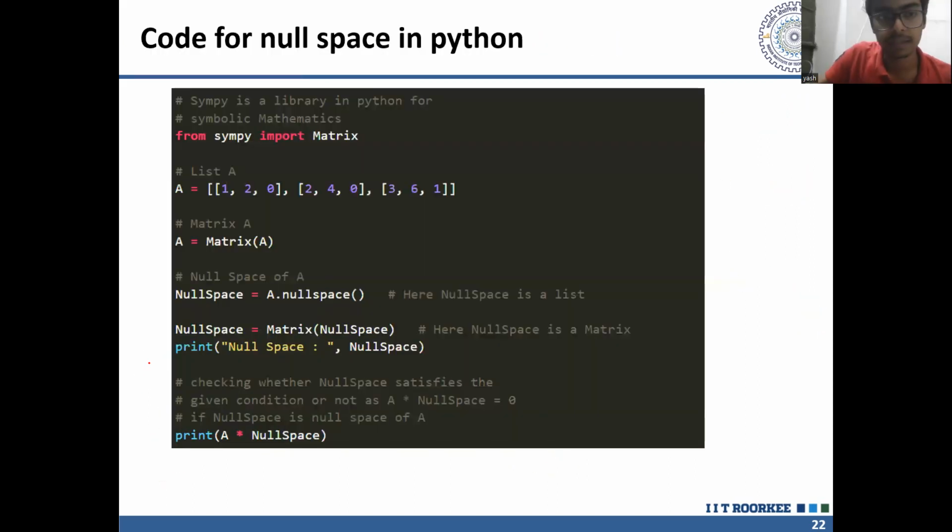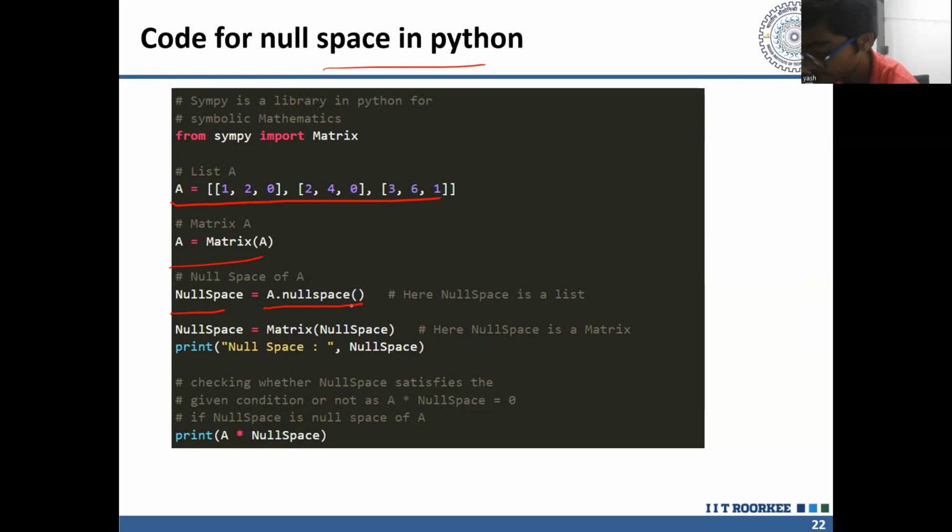Acha, one last thing is left: how we find the null space in code in Python. A standard library is present in Python which we can use. Let us say a matrix A is given. For finding its null space, we can directly use null space. We have to import a library for matrices, and from here we can directly find its null space. Finally, we can print to check whether it comes out to be 0 or not. So it will be 0.